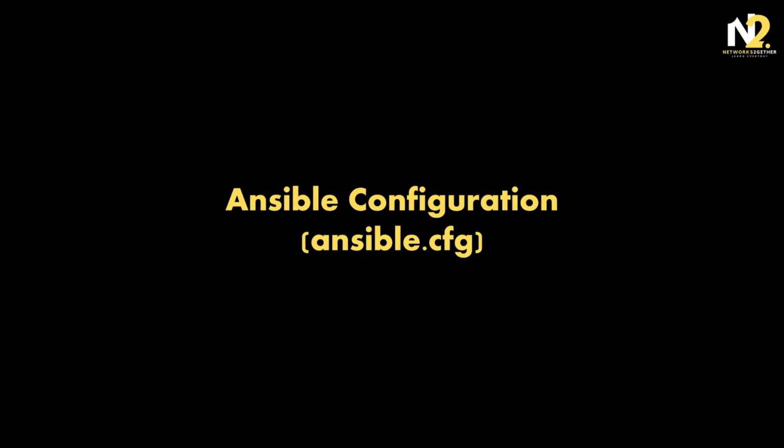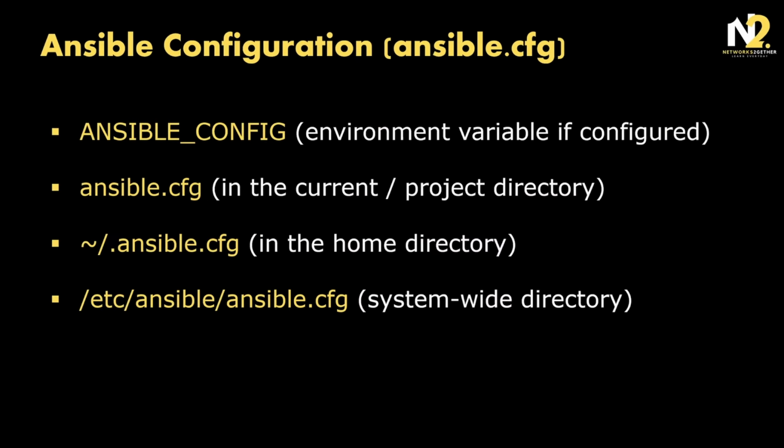The configuration file can be configured in different locations. You can define which configuration file to use by setting the ANSIBLE_CONFIG environment variable. You can have a system wide configuration, a user specific one, or even a project specific configuration file. Ansible will search for this configuration file in the following order. First, it checks if the ANSIBLE_CONFIG environment variable is configured or not. If configured, Ansible will use the file specified in this variable and stop searching further.